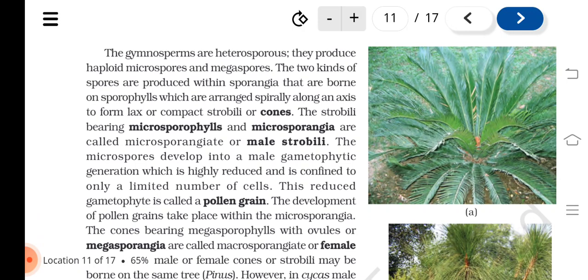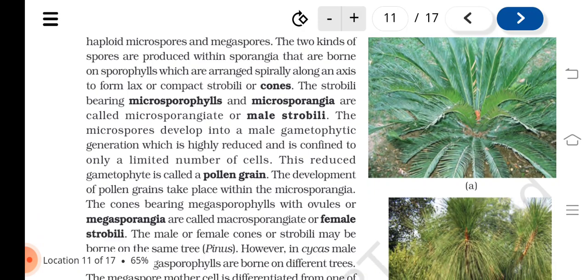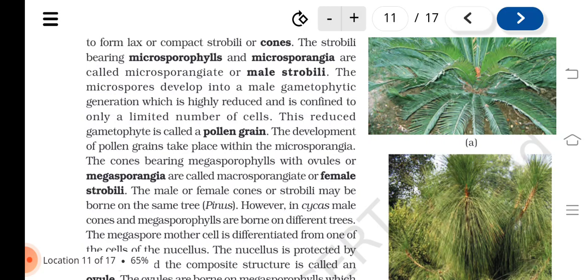The two kinds of spores are produced within sporangia that are borne on sporophylls, which are arranged spirally along an axis to form lax or compact strobili or cones. The strobili bearing microsporophylls and microsporangia are called microsporangiate or male strobili. The microspores develop into a male gametophytic generation which is highly reduced and is confined to only a limited number of cells. This reduced gametophyte is called a pollen grain. The development of pollen grains takes place within the microsporangia.